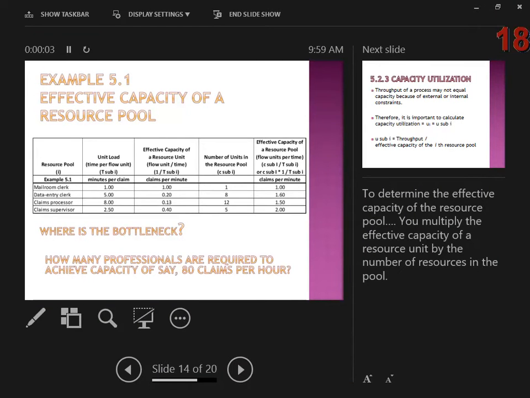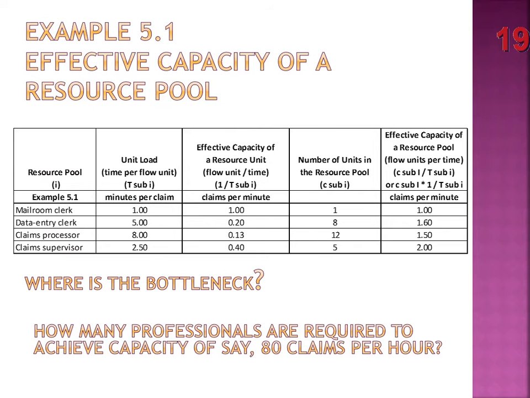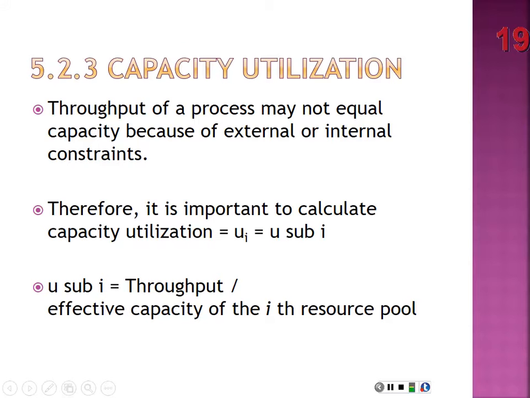All right, so we've walked through how we determine the effective capacity of a resource pool and how we would determine how many of each professional we need. Again, it's about being able to look at that and rationally pick out what information you need. We talked about how many resources we needed, and a little bit about utilization. So we know which resource is the bottleneck. Then the question is, what's their utilization? Are they actually fully busy, or do they have some playtime in there? Throughput of a process may not equal capacity because of internal or external constraints.